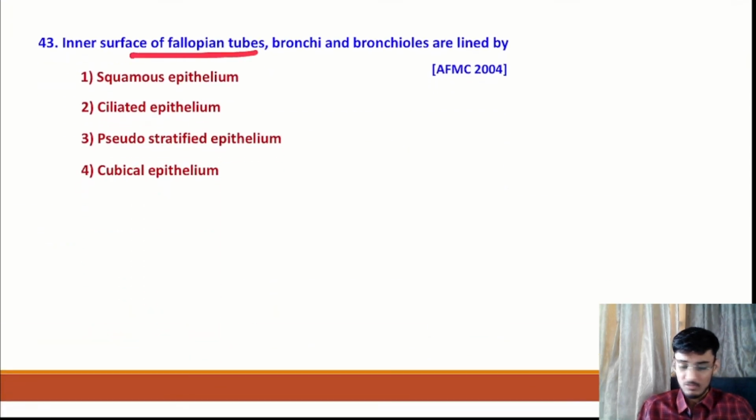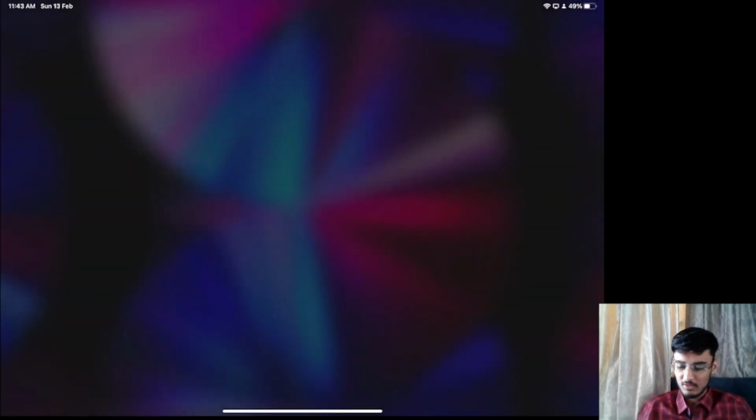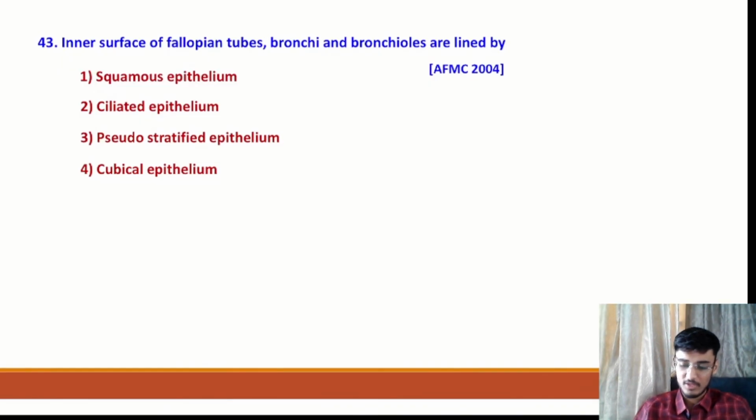The inner surface of the fallopian tube, bronchi and bronchioles are lined by what? Your answer is ciliated epithelium, because the fallopian tube contains cilia, which push the egg towards the uterus.